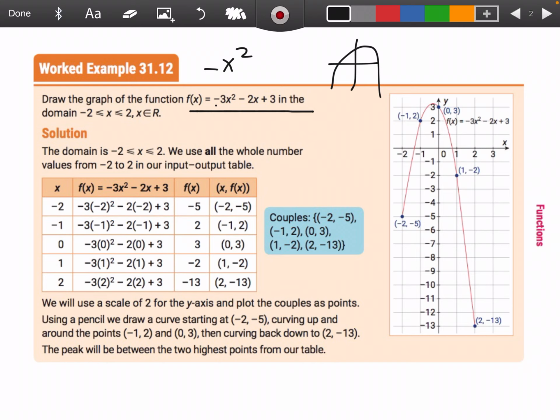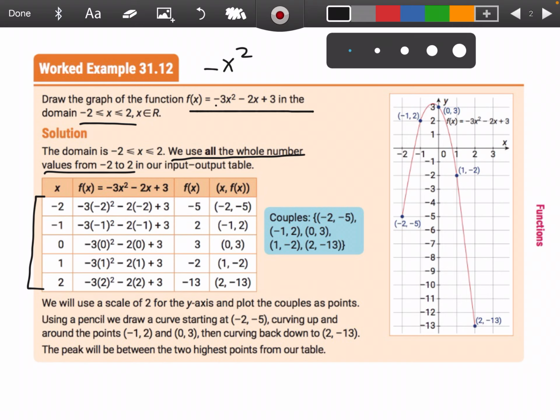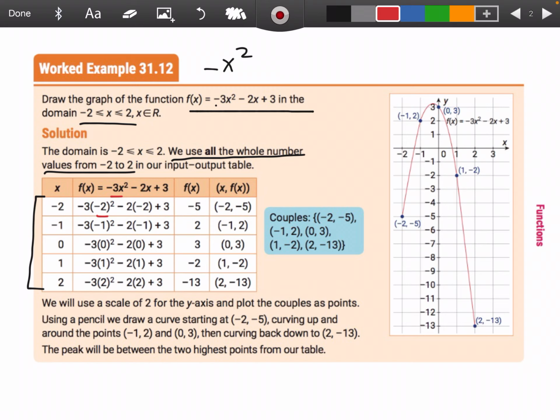It's minus 3x squared minus 2x plus 3, and we've got the domain minus 2 up as far as 2. As it says here, we have to use all the whole number values from minus 2 up to 2. So that's why we have them here: minus 2, minus 1, 0, 1, and 2. We substitute them into the function. So you can see we're subbing in to minus 3x squared minus 2x plus 3. And again, you're practicing your algebra there. Should be no problem. And we end up with our output, or our y value.